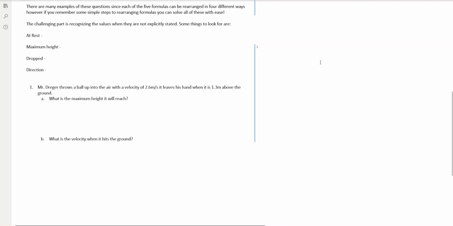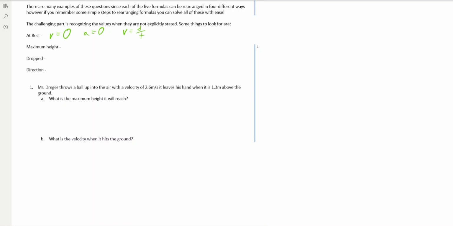Some things to look for in the word problem would be at rest, maximum height, dropped, or if it's giving some direction. That is super important because it could be positive or negative depending on the situation. So at rest tells us that velocity is 0. Keep that in mind, okay? That also means acceleration is 0. Okay, in which case, don't even do these. Do the constant velocity, the uniform motion question, or formula. So it'd be V equals D over T. Do that formula instead for that one.